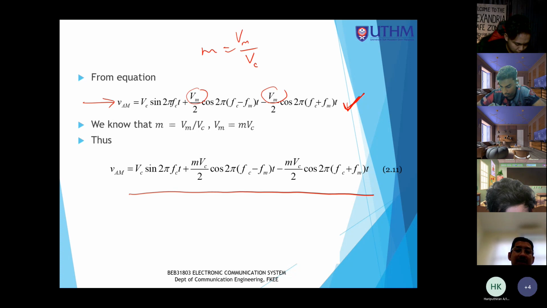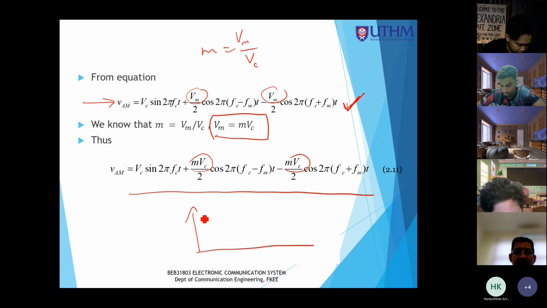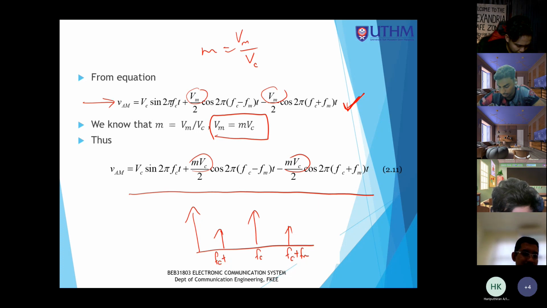Okay. Yang ini dia nak buat dalam sebutan yang lain. Kita boleh juga rewrite the equation in the form of MVC. Okay. Kita tukar VM kepada MVC. So dia akan jadi seperti inilah MVC. So kalau kita lukis dia punya frequency spectrum, okay, dia akan nampak seperti ini. So this is at FC and this is FC minus FM. Sorry, FC plus FM. Over here is FC plus minus FM.